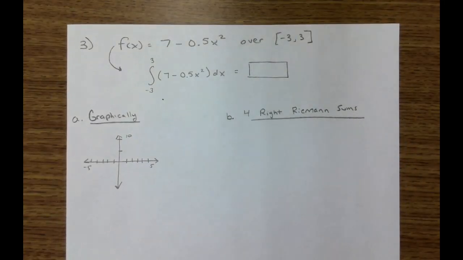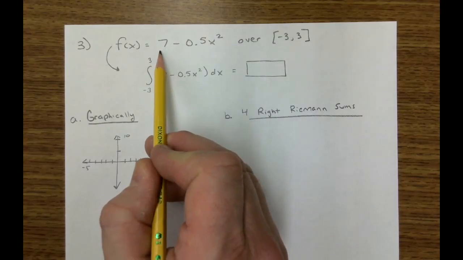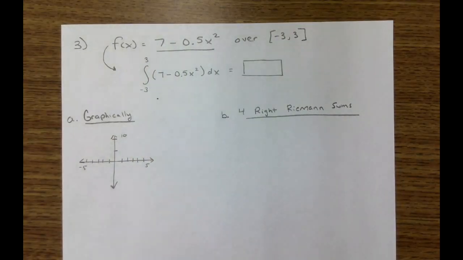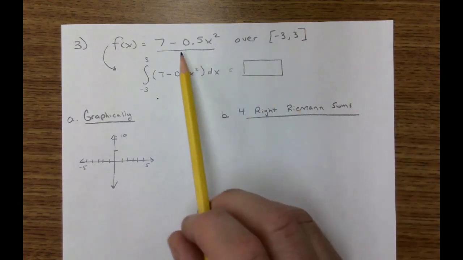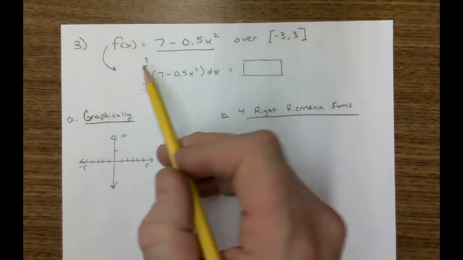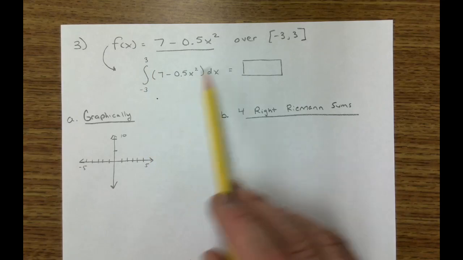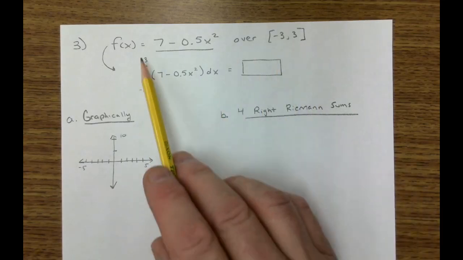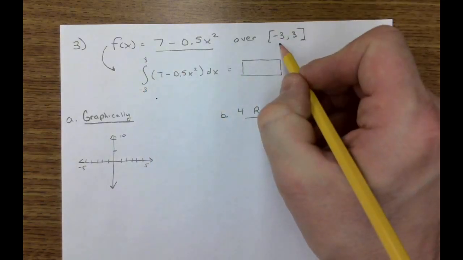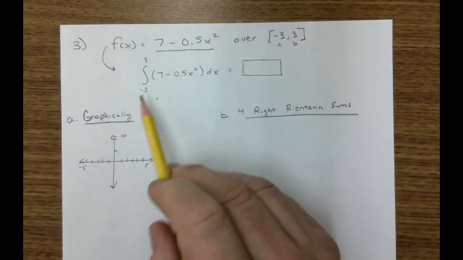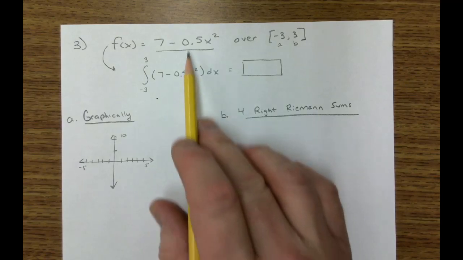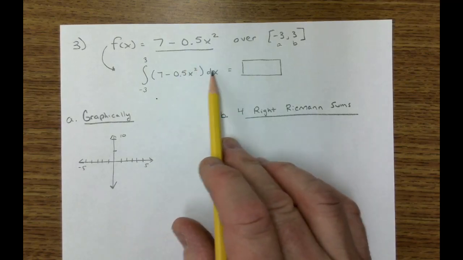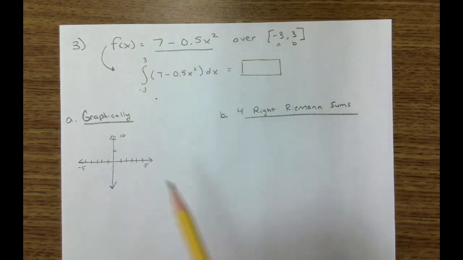All right, problem number 3 gives us this function f of x is equal to 7 minus 0.5x² over this interval. Well, first thing is that this problem can be written just like this problem right here. The interval is shown -3 to 3. This is the a value, this is the b value, and it's shown over this interval here, which is a function. We put a dx, and this is a problem, so these mean the same thing.